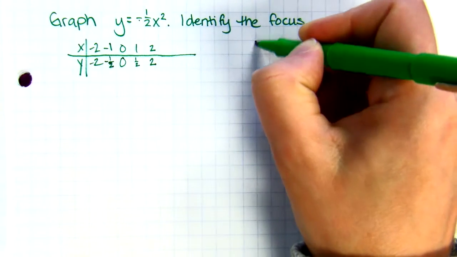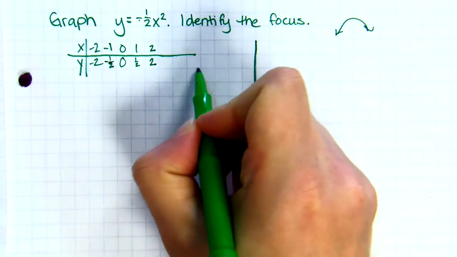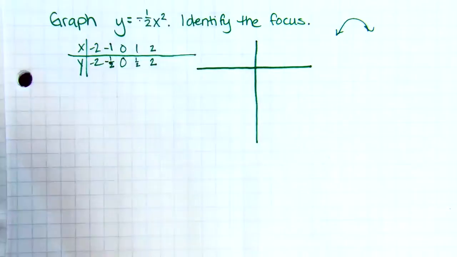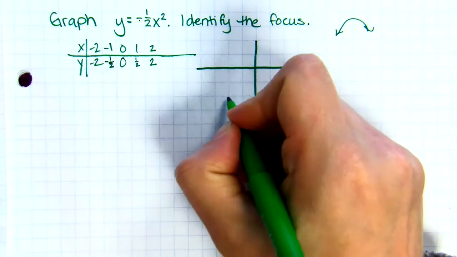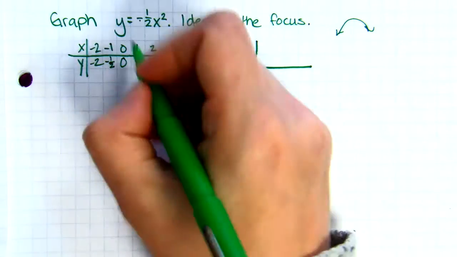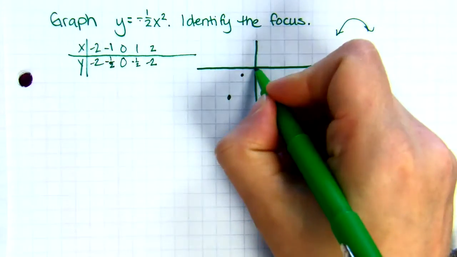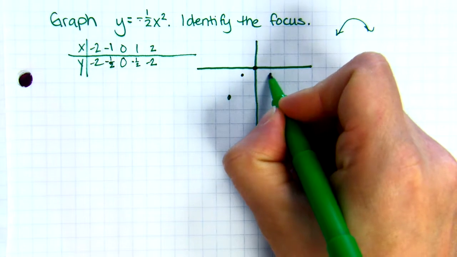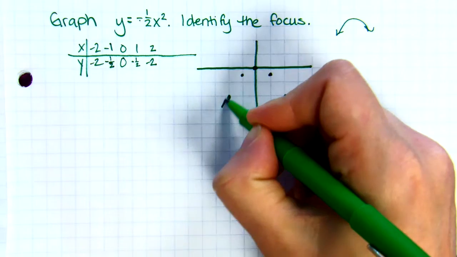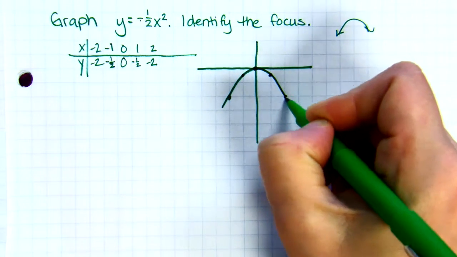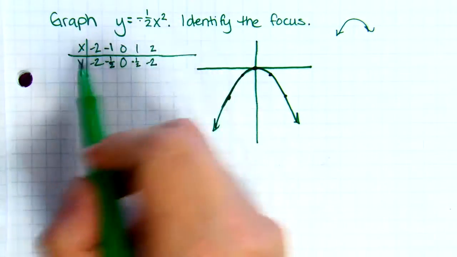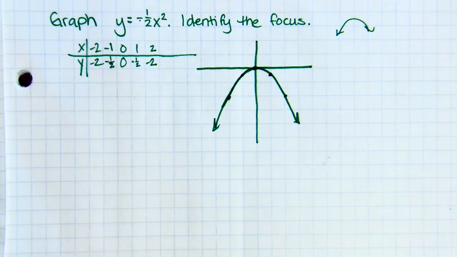So to graph this, I know that it's going to be in the bottom 2 quadrants because of that negative. When I put in -2, I get out -2. When I put in -1, I get out -1/2. Oops, symmetric, so those should be the same. So that will be 1, -1/2 and 2, -2. So my graph is going to look something like this. Of course, you can pick other points if you want. I just pick these ones because they're the easiest.